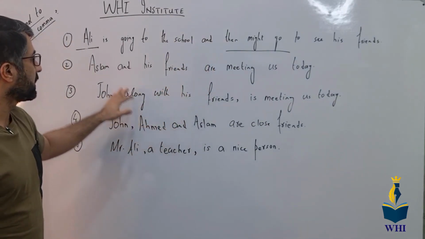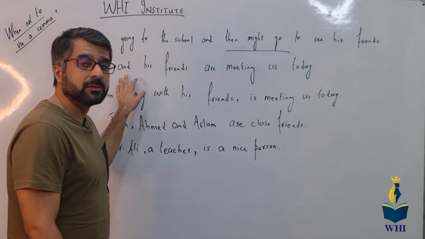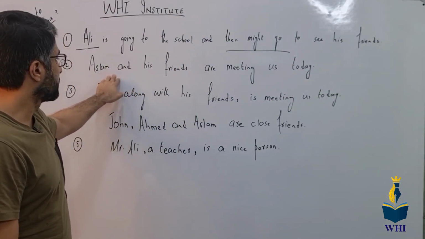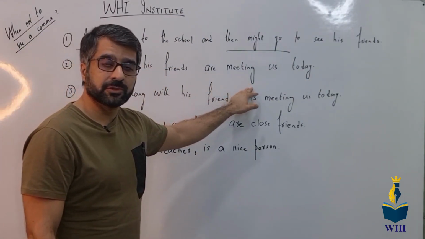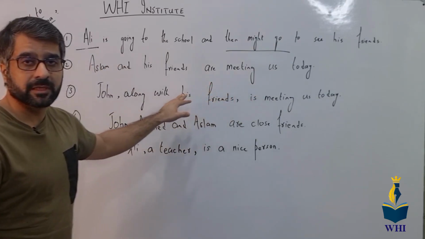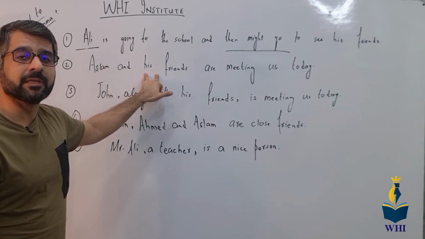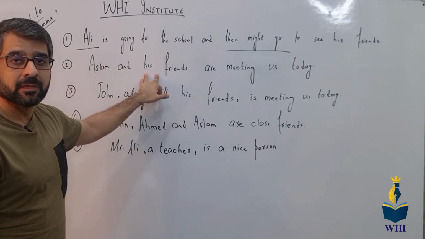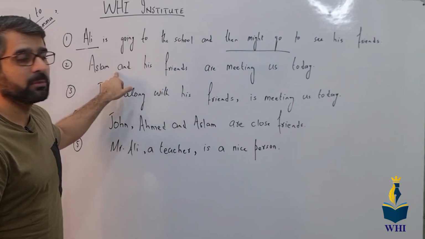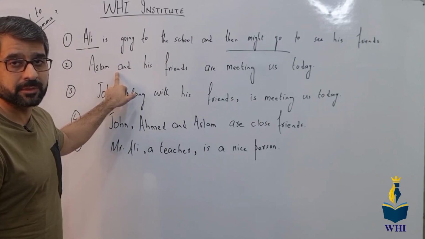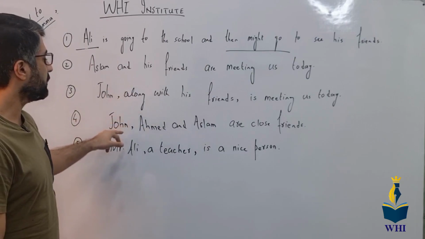The second exception is if we use two nouns in place of a subject, like I have used in this sentence. Aslam and his friends are meeting us today. In this sentence, I have placed two nouns, Aslam and his friends, in place of the subject. So in this case, don't use a comma with the coordinating conjunction. So this is the second exception to this rule.